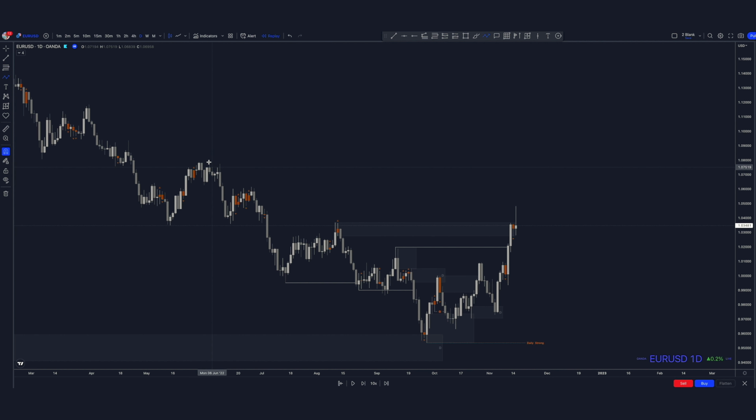Okay, again: push, pullback, push, try to break here, couldn't. It had to break that high to make the move up, but it just came here to mitigate this, and then boom. Another good example here that just because price failed to break the first time, it's not necessarily going to go up there.